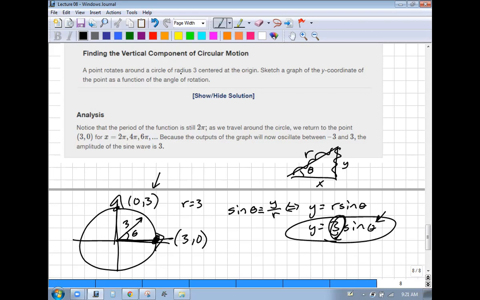If they'd said this is a radius 1 circle, and we want the y-coordinate as a function of the angle, that's just sine of theta. Sine of theta is the y-coordinate on the unit circle, right? But here we're just saying, it's a bigger circle. So just make your value 3 times as big.